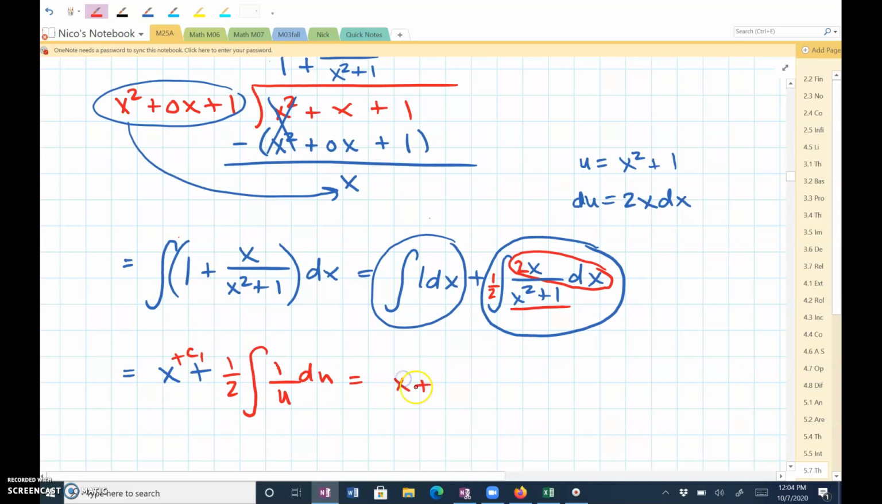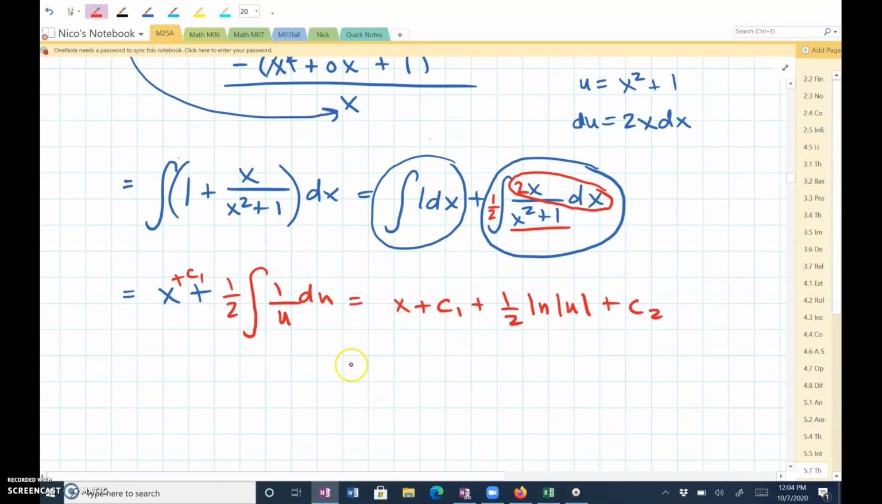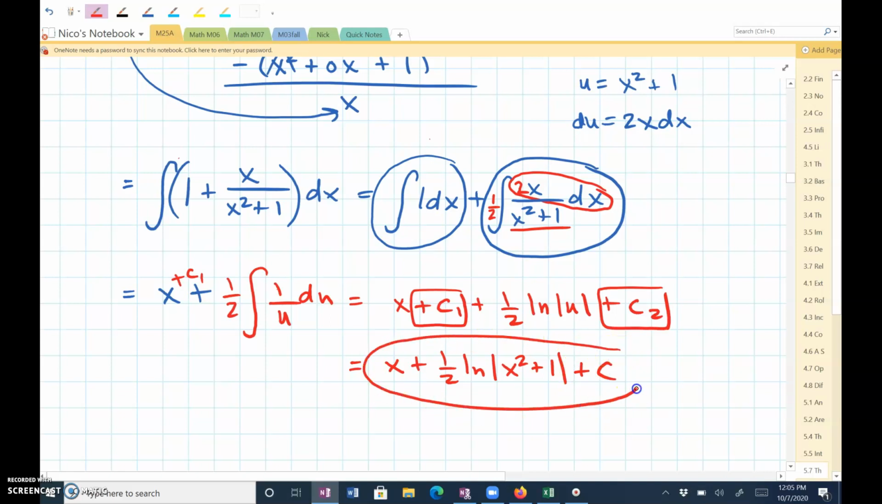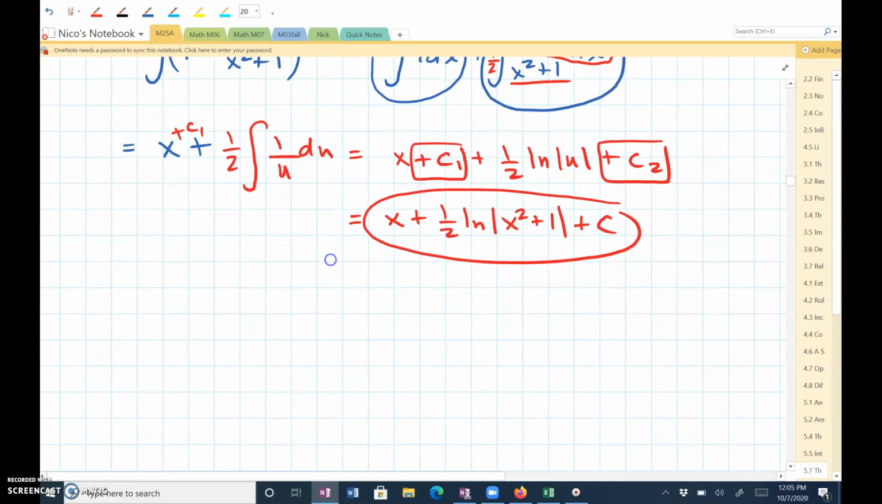So then this is going to be x plus c sub 1 plus 1/2 the natural log of the absolute value of u plus c sub 2. And then I'll add these together in a minute, x plus 1/2 the natural log of u, where u is x squared plus 1, and then c sub 1 plus c sub 2 is just going to be some constant value. So I'll put c there. That would be the answer for that one.